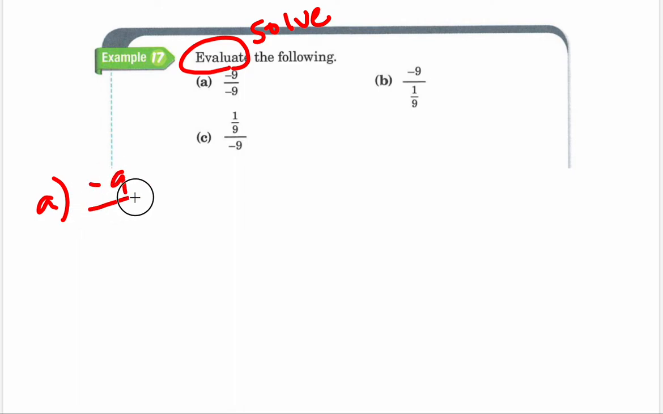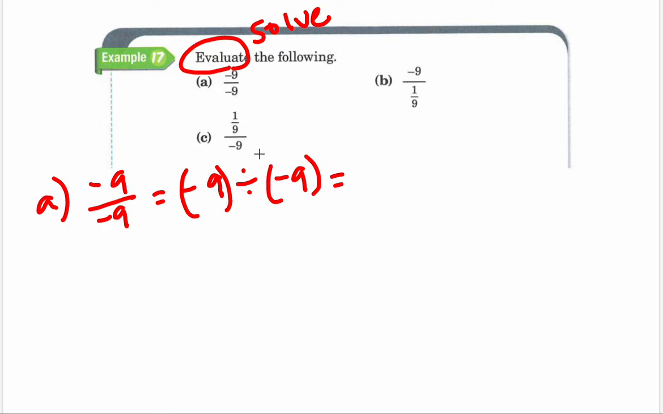All right, here, let's try A. This says -9 over -9. Remember what we said before is that it's really a division problem. This is really -9 divided by -9. I'm going to put parentheses there so that they follow. Okay, so it's a normal division problem, even though they wrote it as a ratio or a fraction. 9 divided by 9 is 1. Remember, for our integers, a negative divided by a negative is a positive, so it's just an ordinary 1.